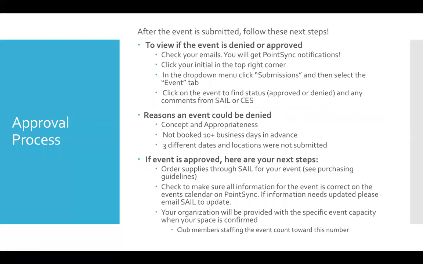So, the approval process for this event request. After you submit the event, these are the steps to follow. To view if the event is denied or approved, check your emails. You'll get PointSync notifications through there. Click your initial in the top right corner on your PointSync profile. In the drop-down menu, click Submissions and then select the Event tab. And click on the event to find status, approved or denied, and any comments from SAIL or CES.